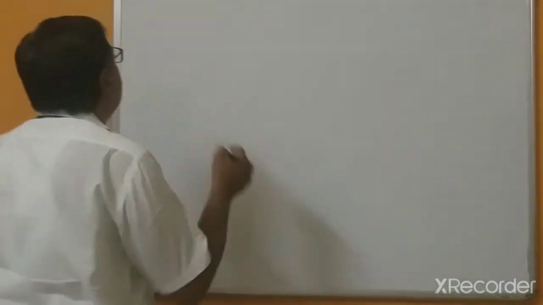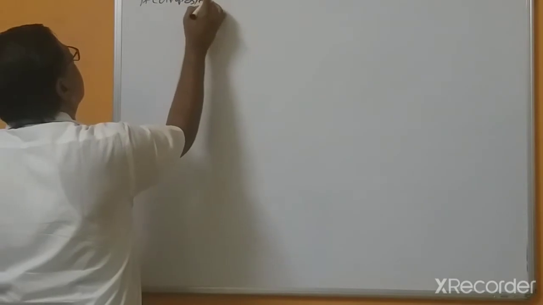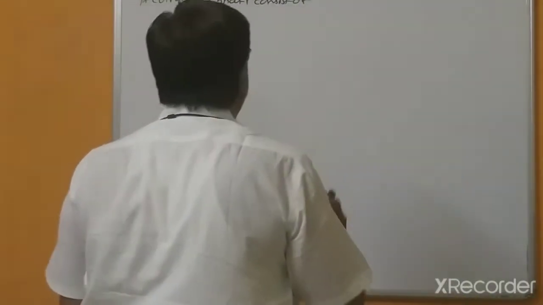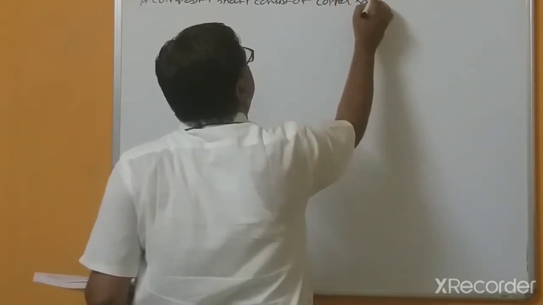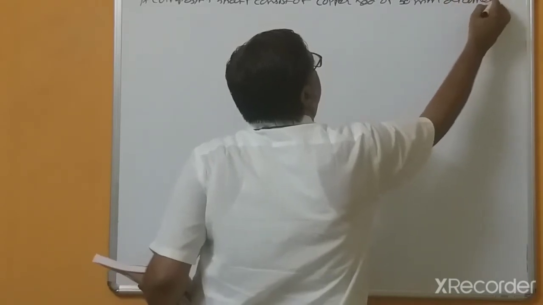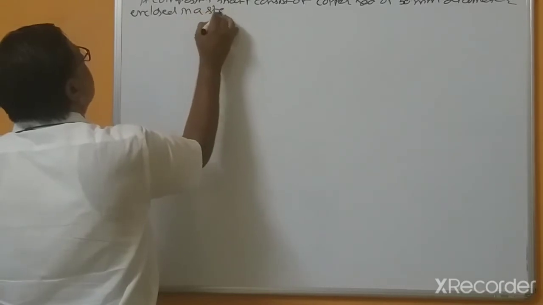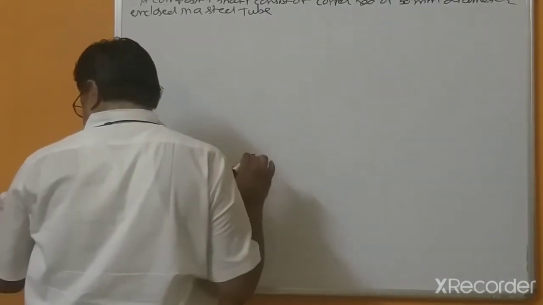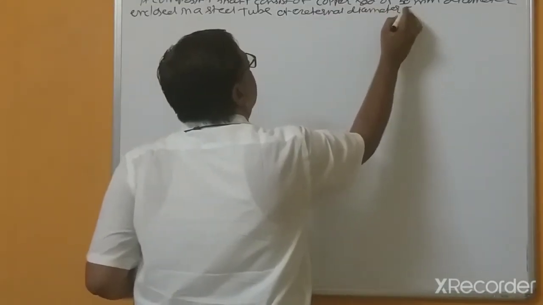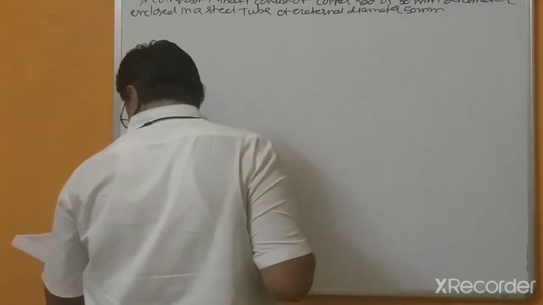So please note down today's first problem. A composite shaft consists of a copper rod of 30 mm diameter enclosed in a steel tube of external diameter 50 mm and 10 mm thick.